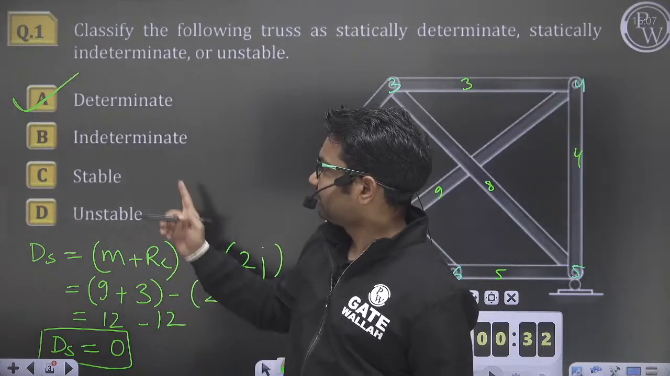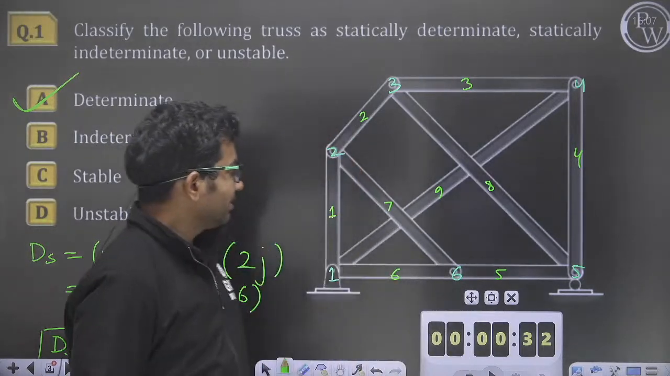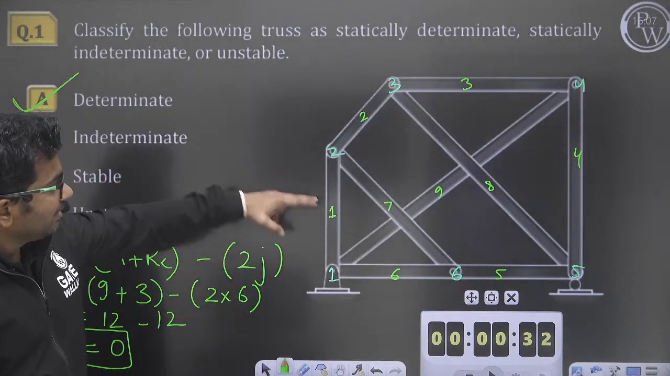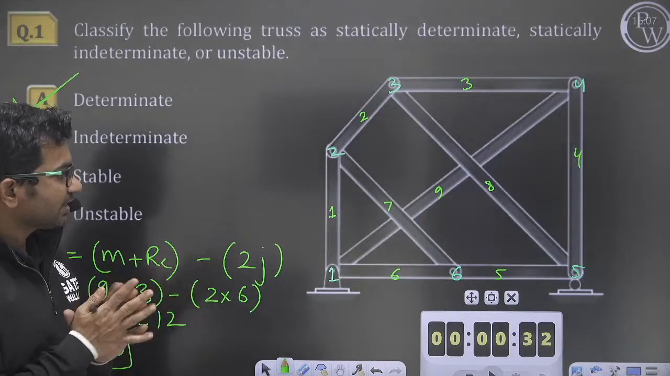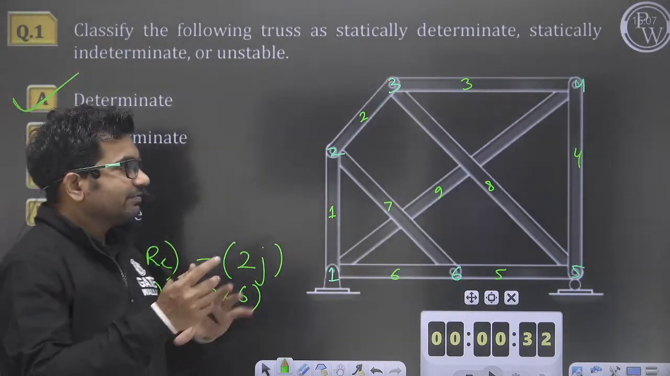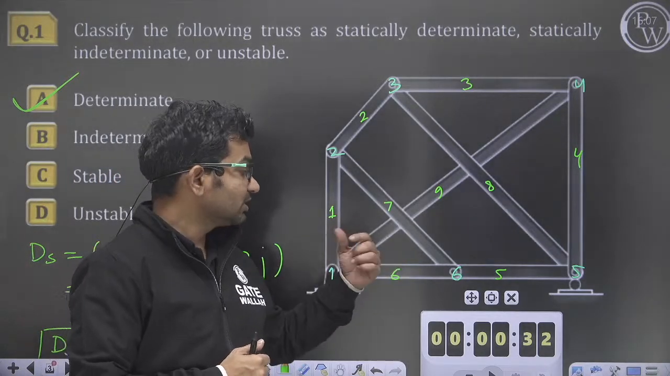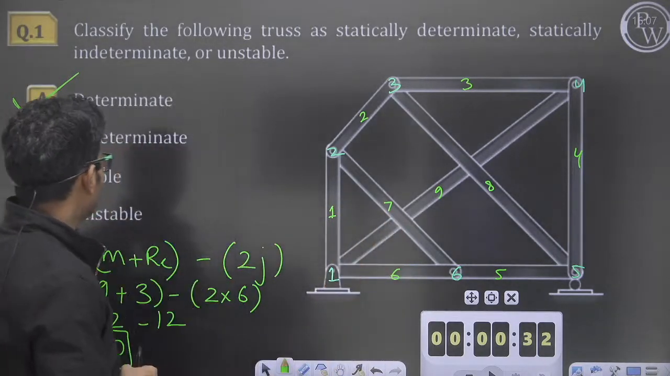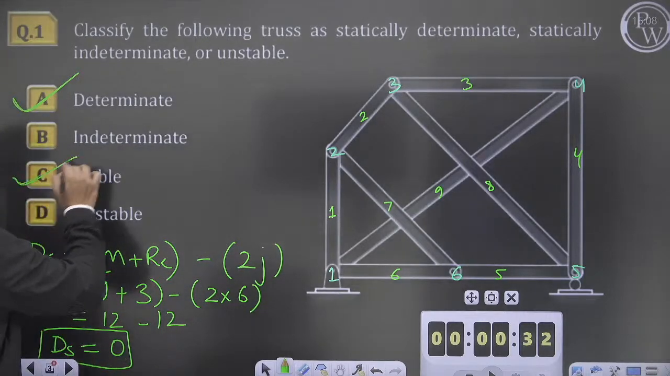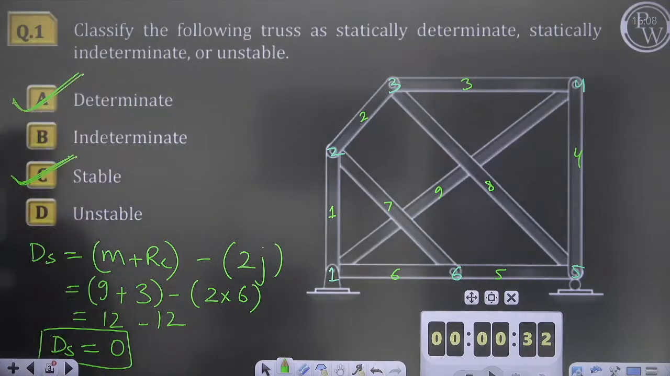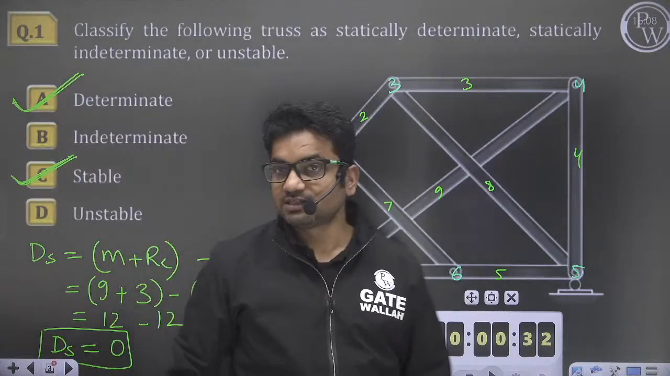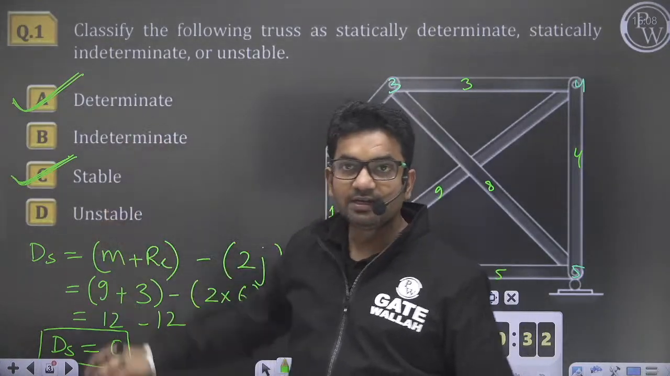Now can you tell me if it is stable or unstable? If I apply loading, I cannot see anywhere that it will undergo rigid body deformations. It will not undergo them, therefore this is stable also. So this is an MSQ type of question. It will be determinate and stable, so the correct answer will be options A and C.